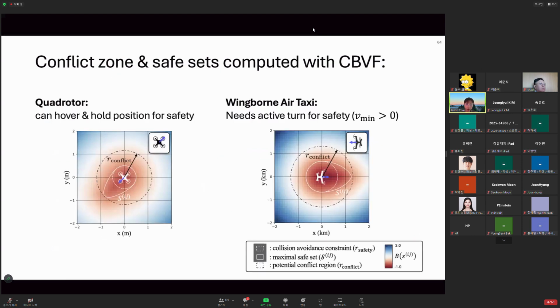So this is our framework. As I said earlier, if we do this for a variety of vehicle dynamics, such as the quadrotor or the air taxi vehicle, we can compute both the safe set and the value function for the safety filtering, and also the potential conflict region. And then we use this computation to design such a safety framework all the way from the MARL down to the safety filter.